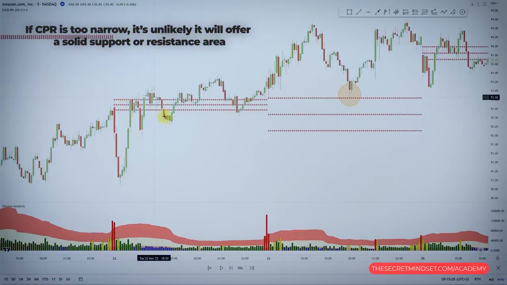The price broke on both sides, and there was no clear trend during that day, just sideways price movement and lots of consolidation. So if the CPR is too narrow, it's unlikely it will offer a solid support or resistance area.